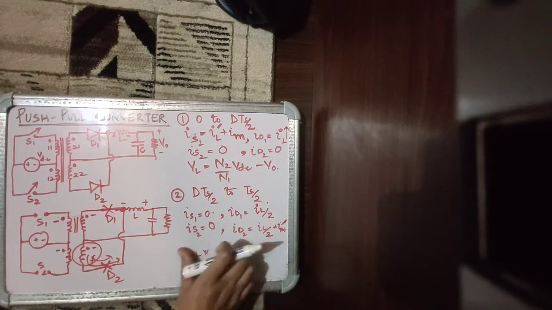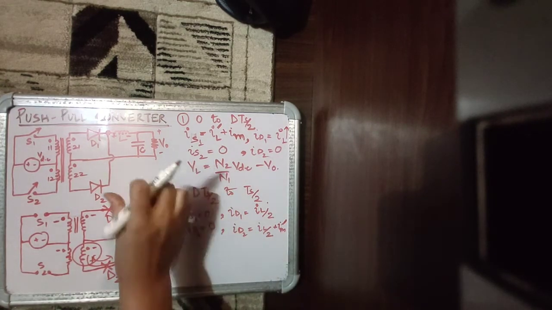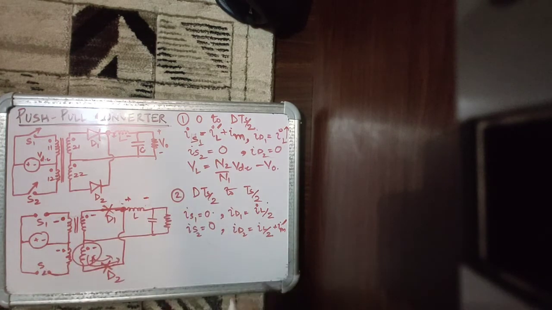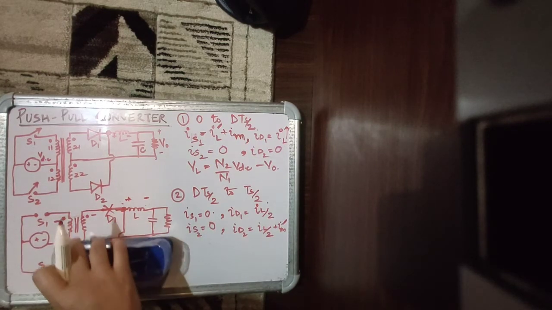So this is the magnetizing component of current, reflected of course, flowing through the winding D2. And what is the voltage across the inductor? If we keep up with the old conventions, the voltage across the inductor in this interval, if you see, let me clear this and show it to you.